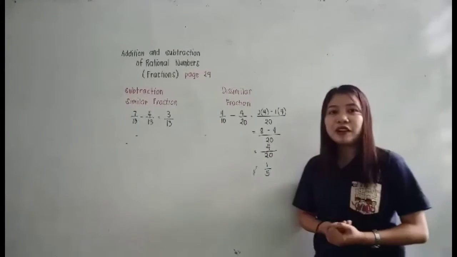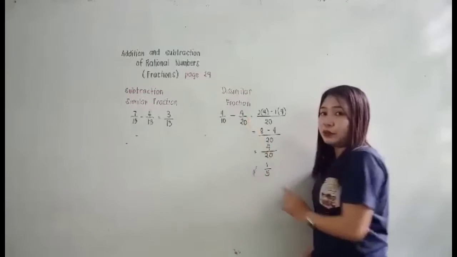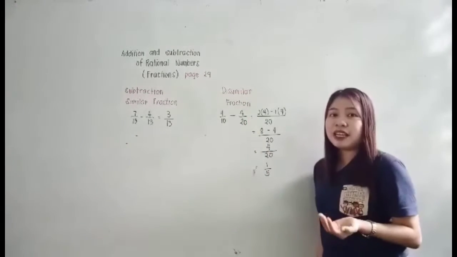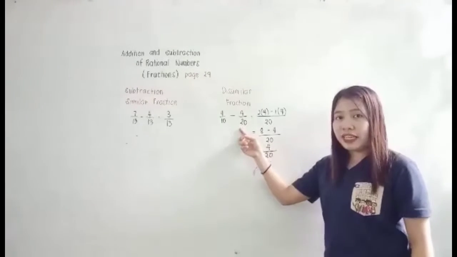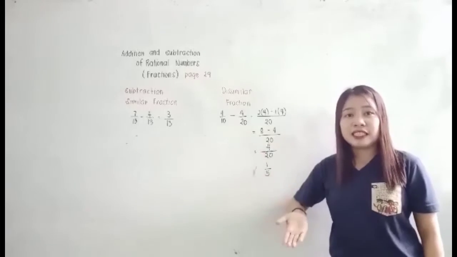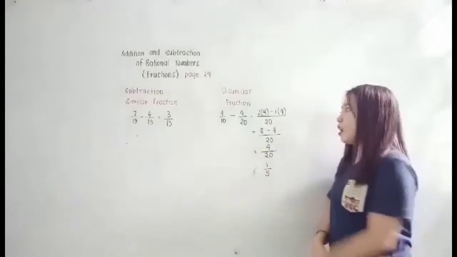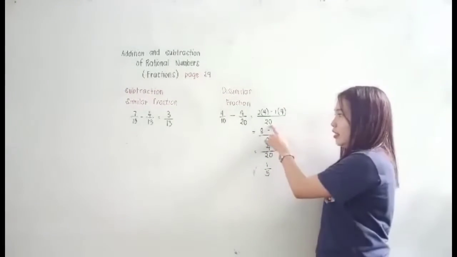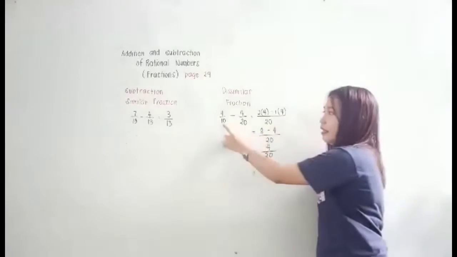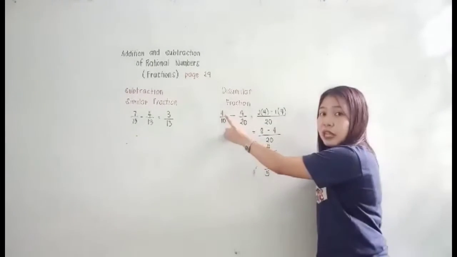Okay, so sa dissimilar fraction, may given na 4/10 minus 4/20. So, since dissimilar sila, kukuhanin muna natin LCD ng 10 at 20. Ulitin ko, ang LCD ay yung number na pwedeng i-divide yung dalawang denominator. Okay, so, the LCD is 20. So, 20 divided by 10 is equal to 2. Then, i-multiply natin yung 2 sa 4.